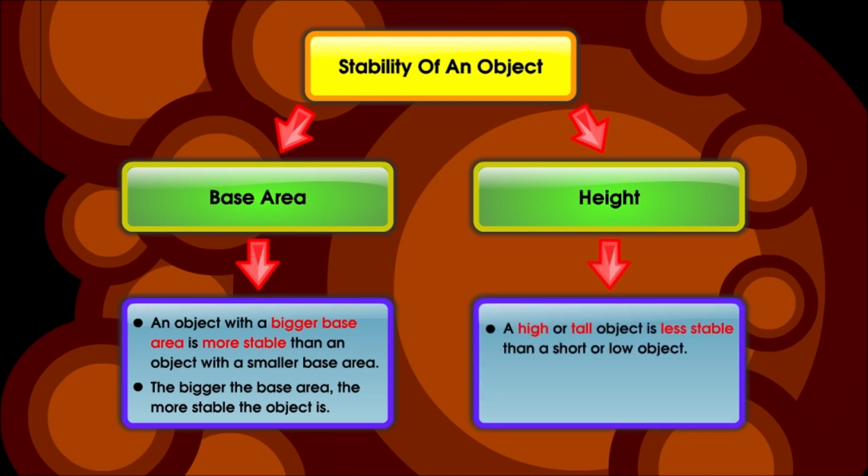A high or tall object is less stable than a short or low object. The higher or taller the object, the less stable the object is.